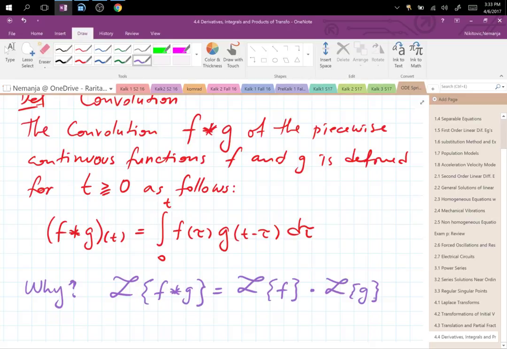So now you define convolution as the integral. You know that Laplace transform is also defined through the integral. And what do we use it for? Well, Laplace of the convolution of f and g is equal to the product of two Laplace transforms: Laplace of f times Laplace of g.